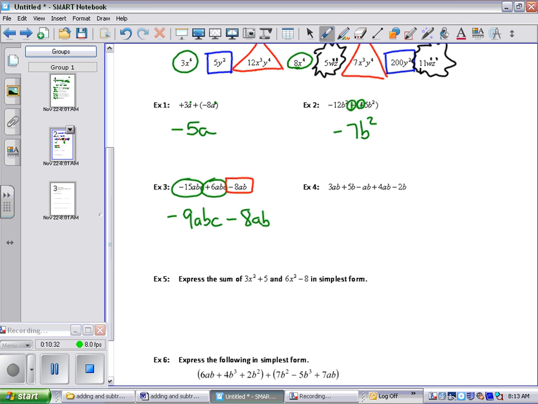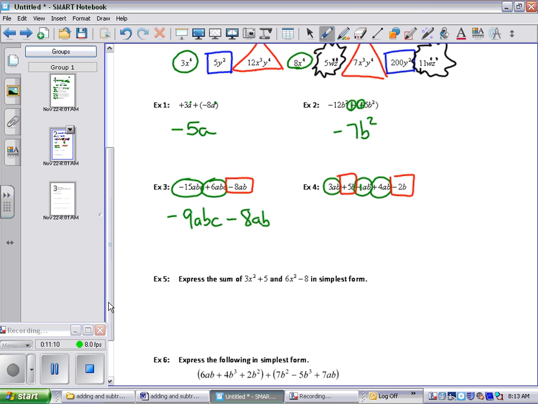Look at number 4. Same thing. Find your like terms. So I've got my 3ab. What else can I put with my 3ab? My ab here, because there's really a 1 in front of it, and the variables are still the same. So take the sign with it. So it's negative 1ab. Do I have another ab anywhere? Yep, right next to it, my 4ab. What do I have left? I've got a positive 5b and a negative 2b. Those two we can combine in a minute.